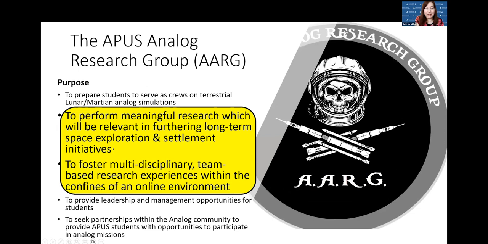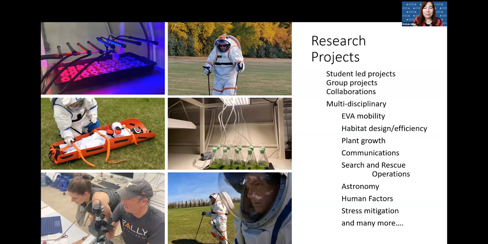So ARG has several purposes, but the ones today that really matter to us are these two that I've highlighted in yellow. The main goals of our group are to perform meaningful research, which will be relevant for space exploration and settlement initiatives, and especially to foster multidisciplinary team-based opportunities for research within our online university. And the research that you'll hear about today is a product of these two goals of the group. We have a wide variety of research projects that we sponsor. Most of our research is student-led and faculty-supported. We have a lot of group projects. We do collaborations with outside agencies. Our research is multidisciplinary, and I just listed a few of the different areas that we have research in.